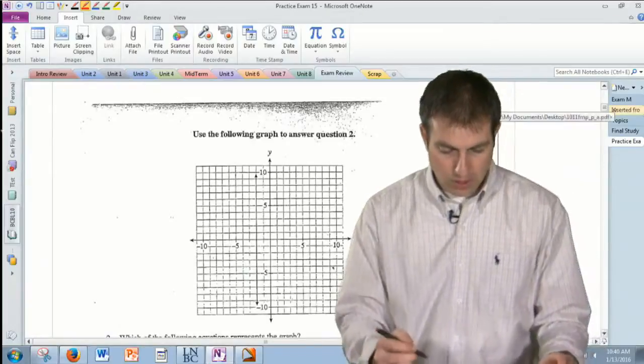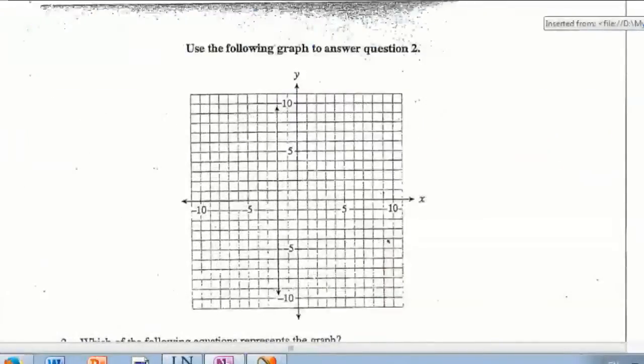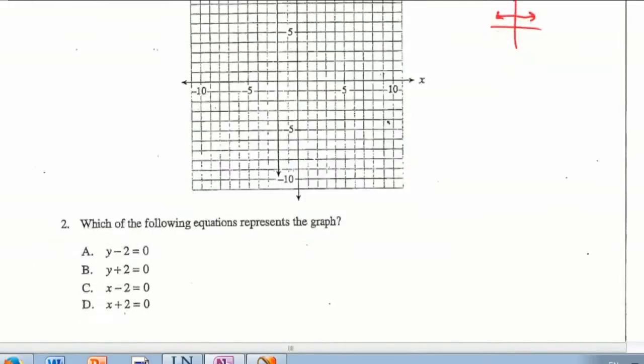Use the following graph to answer question number two. So we have a vertical line. And this gets back to the idea of a vertical line having an undefined slope and a horizontal line having zero slope, what the difference between those things is. So we look at our line. It's a bit hard to see. The line is right here. All right, so we have a vertical line at x equals negative 2. And that's it. So that's all the information we have.